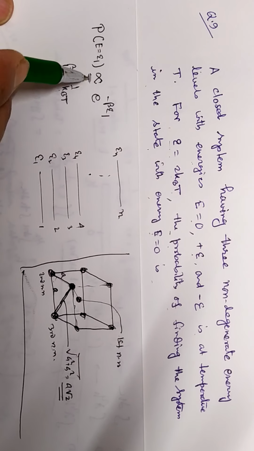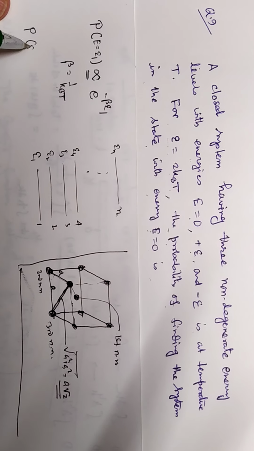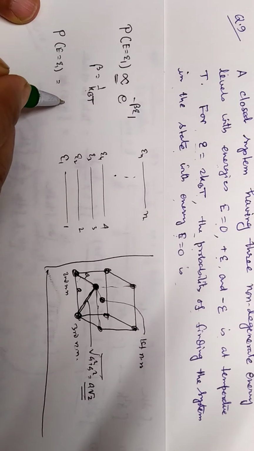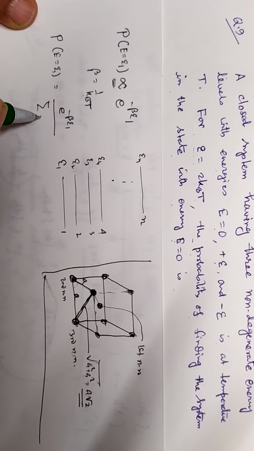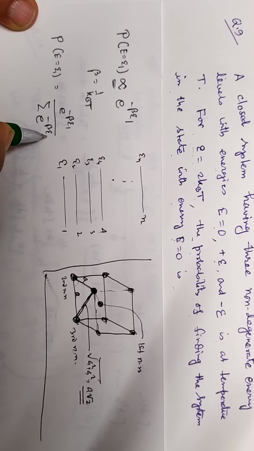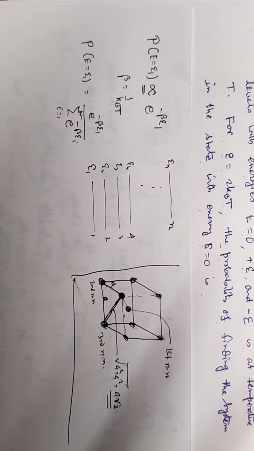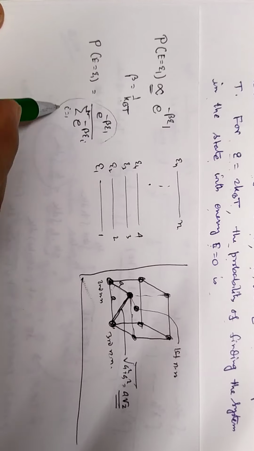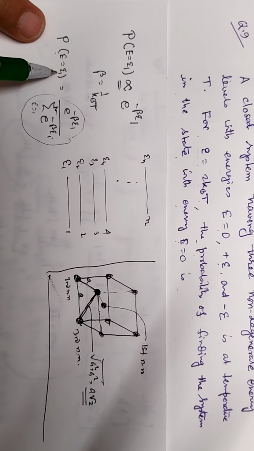Now what is the proportionality constant? If I write P of E equals epsilon 1 equals e to the power minus beta epsilon 1 divided by the sum over e to the power minus beta epsilon i, with i from 1 to n, then you see, this is the probability that the system could be found at this energy.